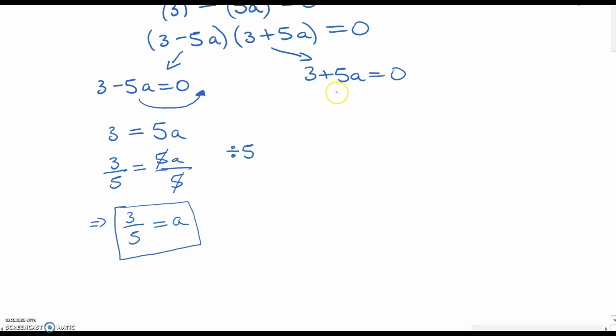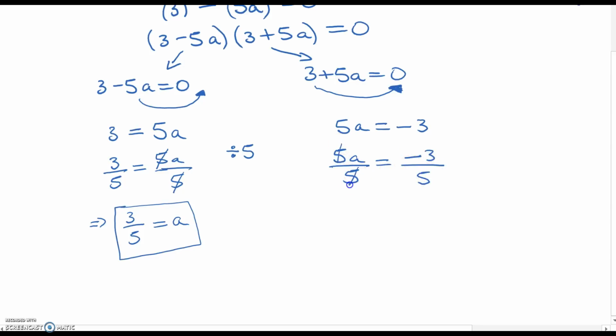Over here, you want something similar. This time I can move the 3 across, and it doesn't really matter which one you move across, but for me it depends on minus signs and the convenience of minus signs. So if we move the 3 across, we're going to be left with 5a. If you move the 3 across, it changes sign, so it becomes minus 3. And then again, we're going to divide by 5. Divide by the number that is attached to the variable. So it's going to be minus 3 divided by 5.